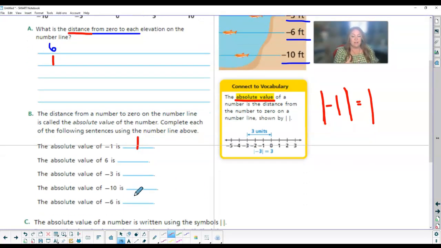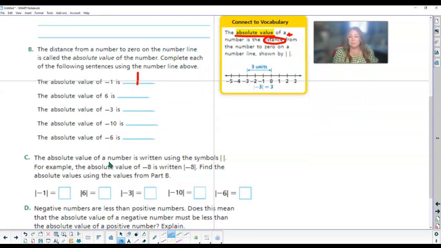So see if you can finish these ones. It doesn't matter if it's positive or negative. It's just talking distance, and we record our answers for distance as positive numbers. So go ahead and answer those.